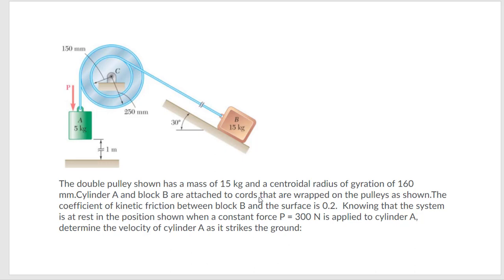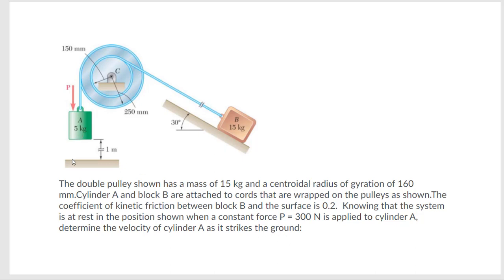So we're going to have some friction work going on as B is pulled up this hill, knowing the system is at rest at the position shown, and there's going to be a force P that is pushing on block A to get this thing to move. We'll have a constant force problem. Determine the velocity of cylinder A as it strikes the ground.